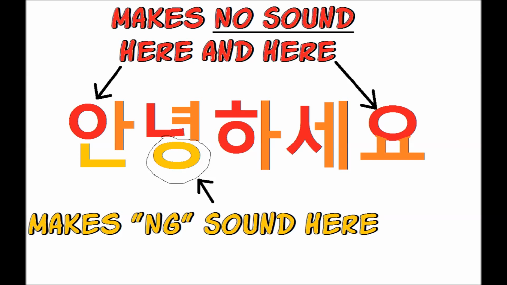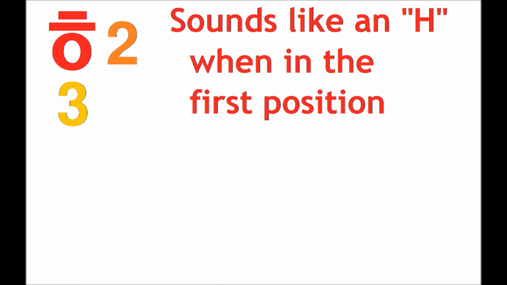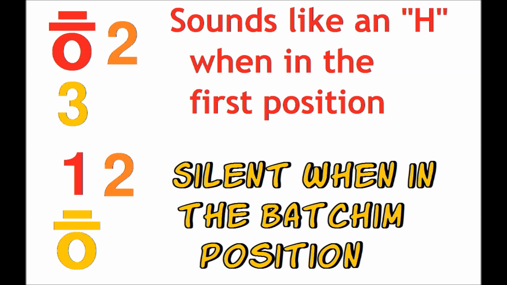We've already seen a little preview of this concept when we learned the nothing consonant. It makes no sound at the beginning of a character and an NG at the end of a character. That was the first Batchim pronunciation rule we learned. Now let's learn the other ones too. Remember this letter? It's a hat on a head, which sounds like the letter H. However, if you ever see this letter on the bottom of a character, don't pronounce it like an H. When it's on the bottom, it is silent. It makes no sound at all.